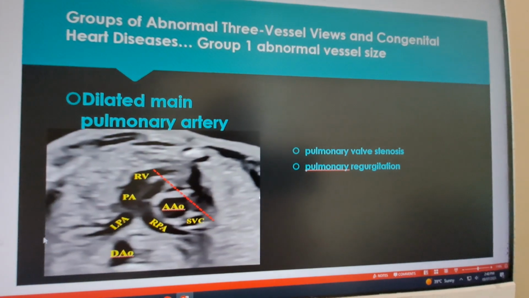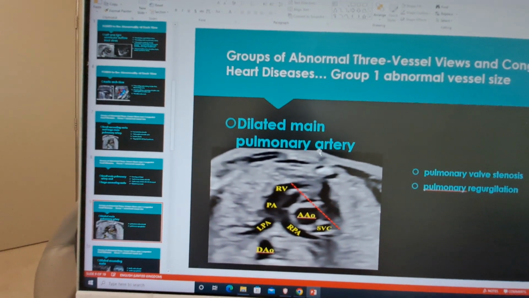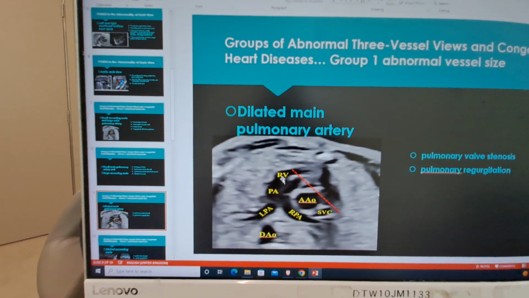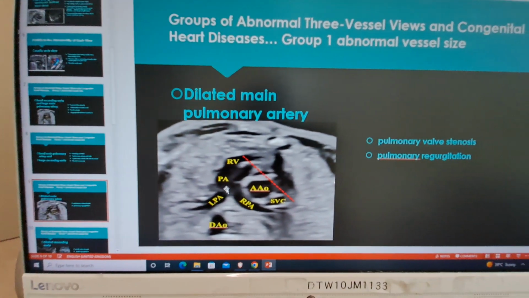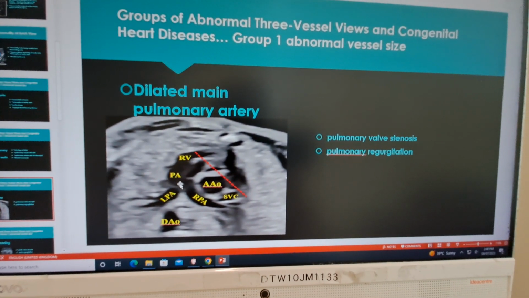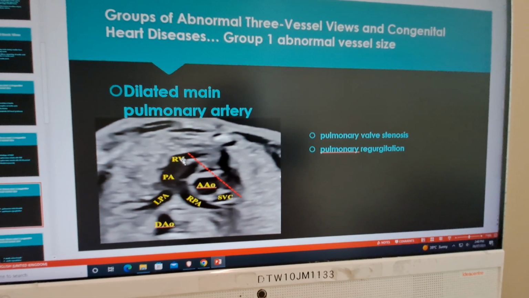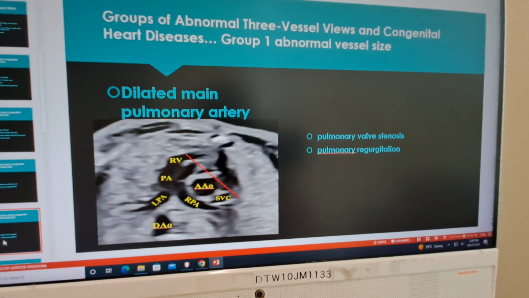Now the dilatation of the main pulmonary artery. This is the main pulmonary artery. So why is the pulmonary artery dilated? It means there is any regurgitation or stenosis here. That's why the main pulmonary artery is dilated.